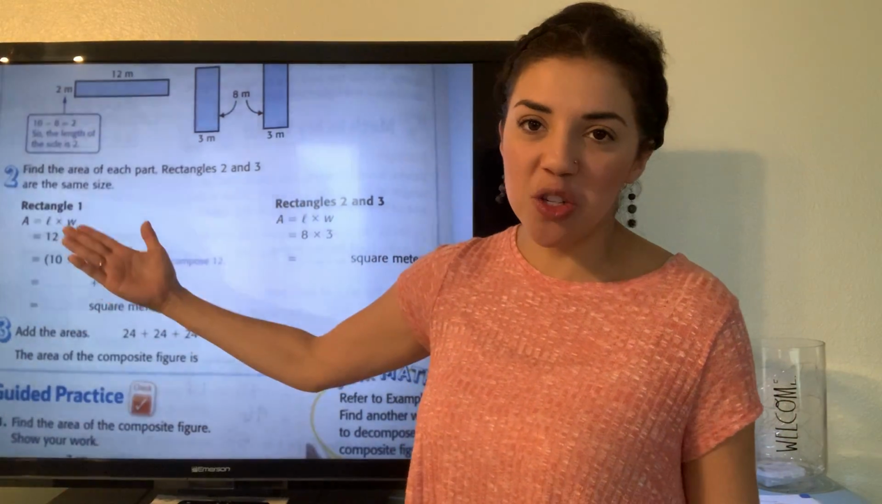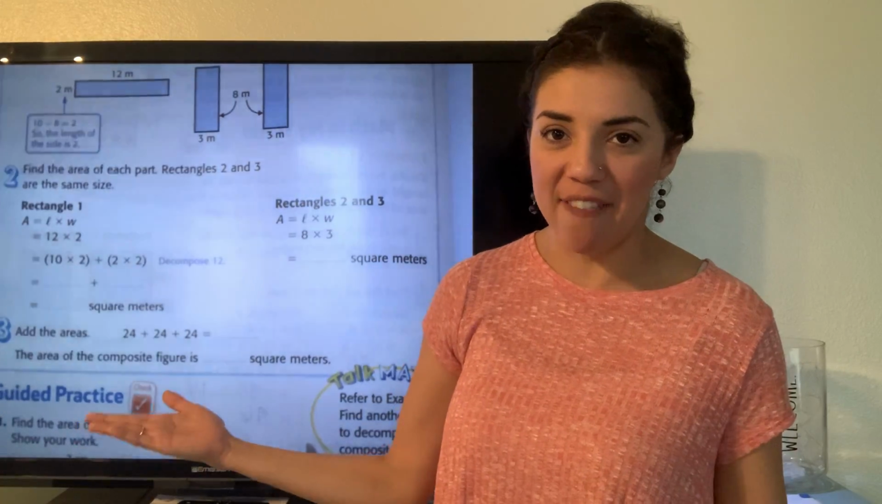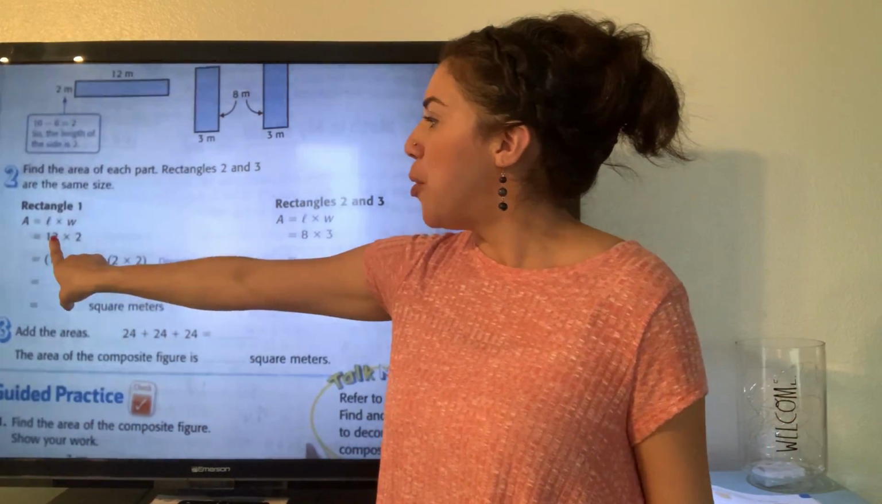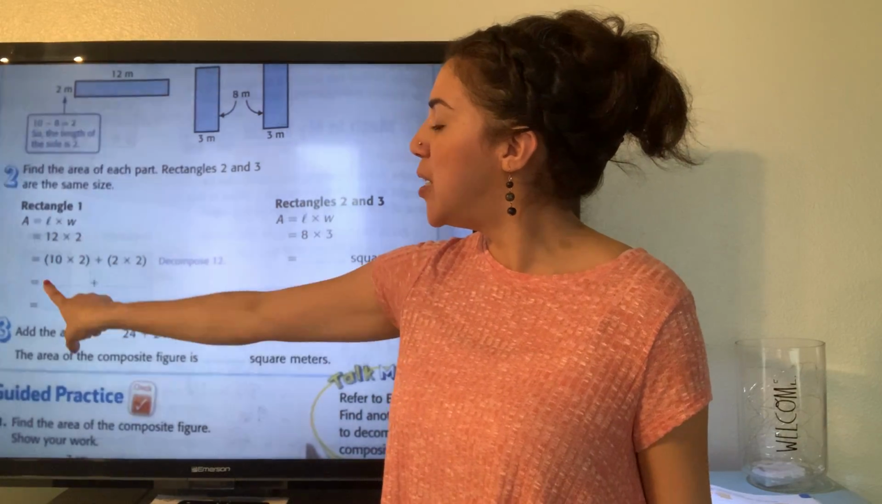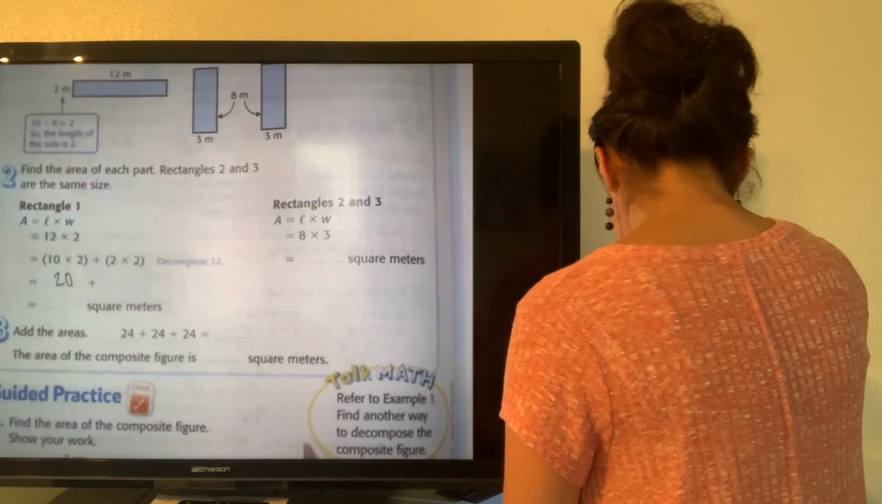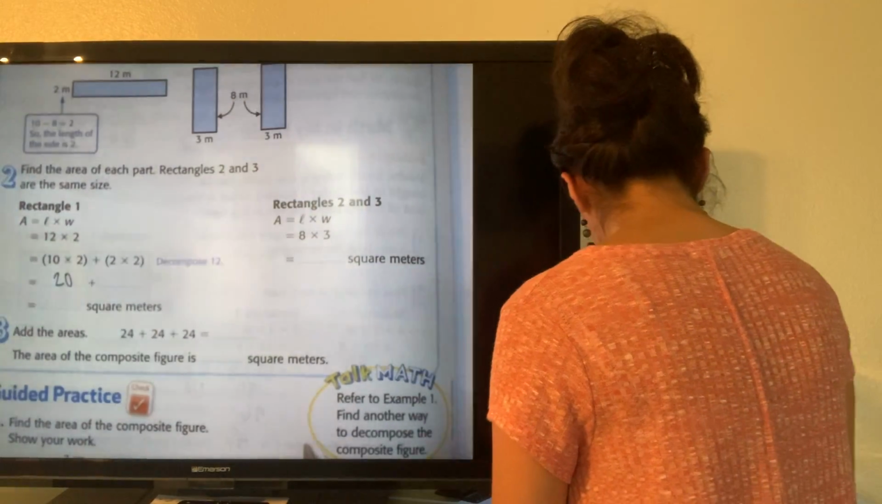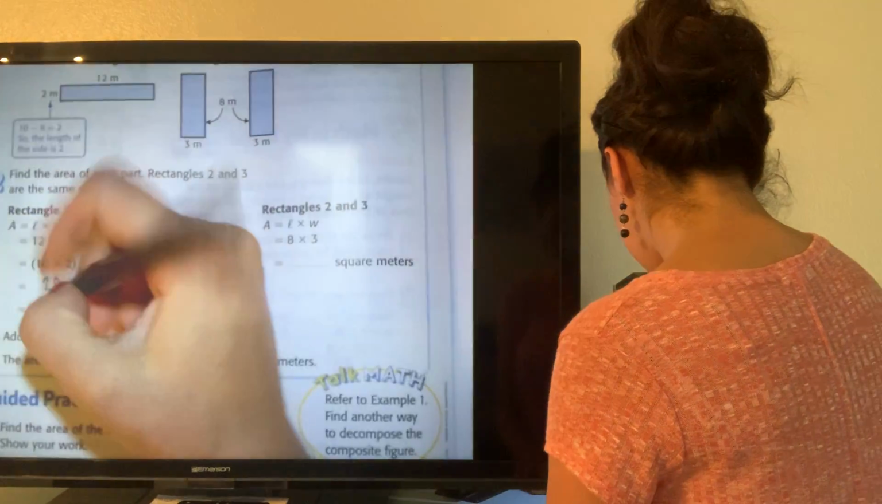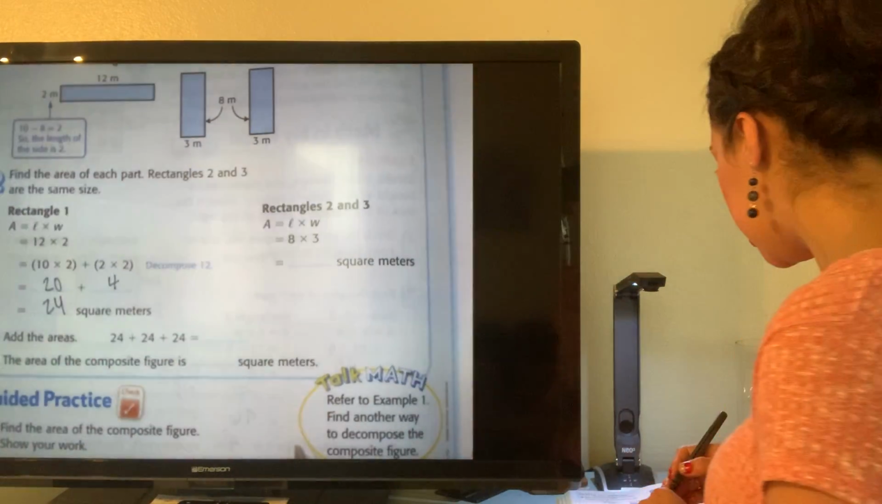So here we're going to use the distributive property just because they already have it written down for you. They broke down 12 into 10 and 2. So 10 times 2 is 20, and then 2 times 2 equals 4. And so 20 plus 4 equals 24 square meters.